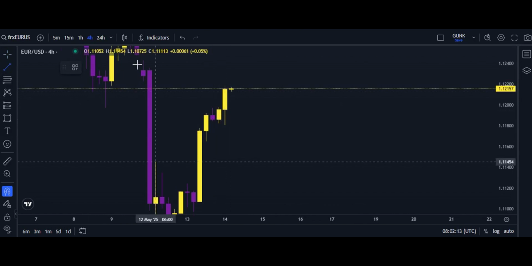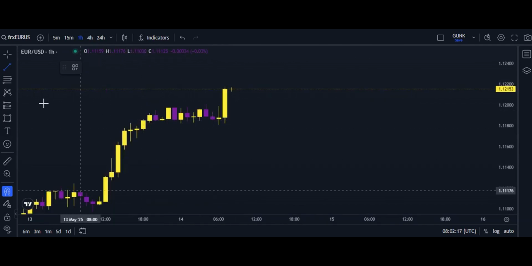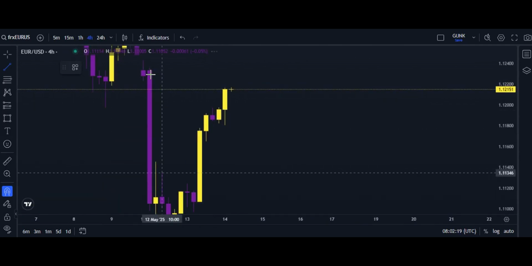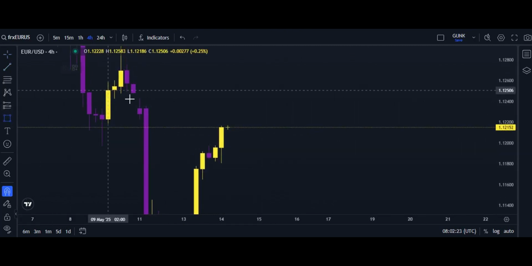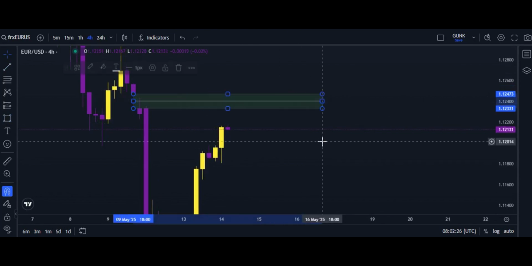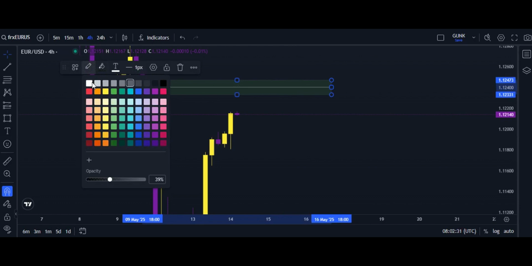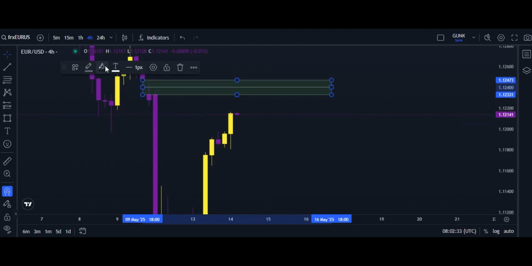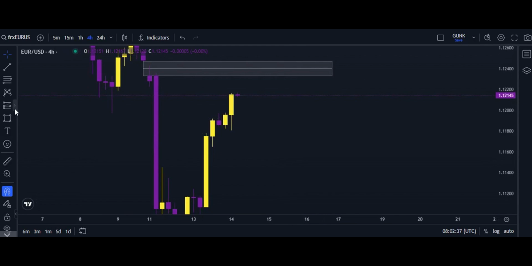Okay, so right now what I'm looking for is actually midnight. But before I get to midnight, let me just explain where my initial draw on liquidity is. So my main draw on liquidity is the opening gap that was presented this week, and I would say that is my main target in terms of trajectory.